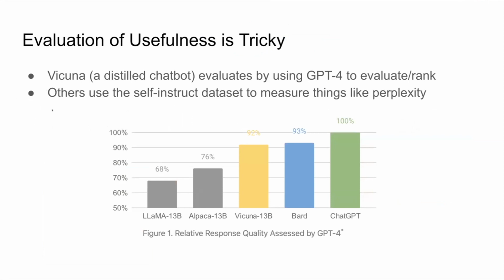But the thing that has been tricky for me to understand is how we really evaluate how good some of these models are. One of these recently released ones, called Vicuña, was evaluated using GPT-4 as the critic. Given a prompt, they had GPT-4 rank the responses of the 4 models they compared against.